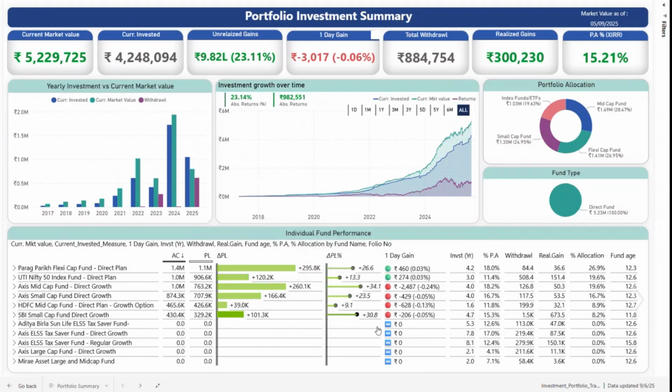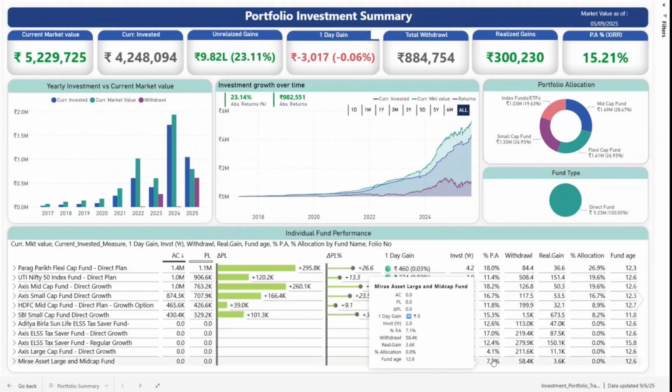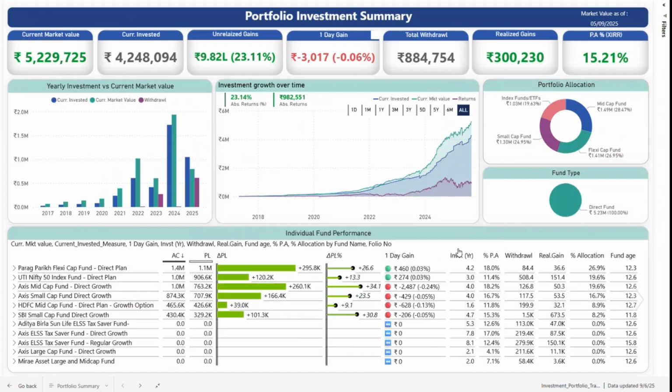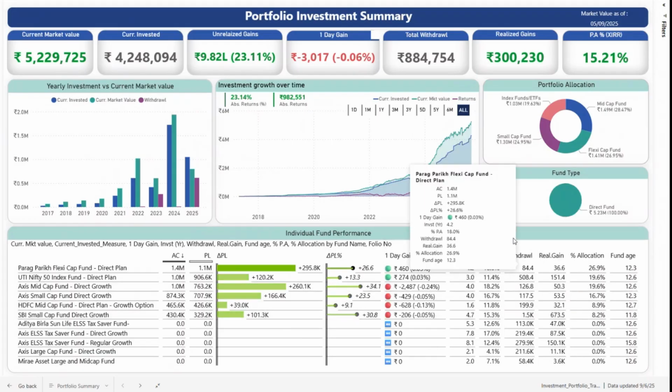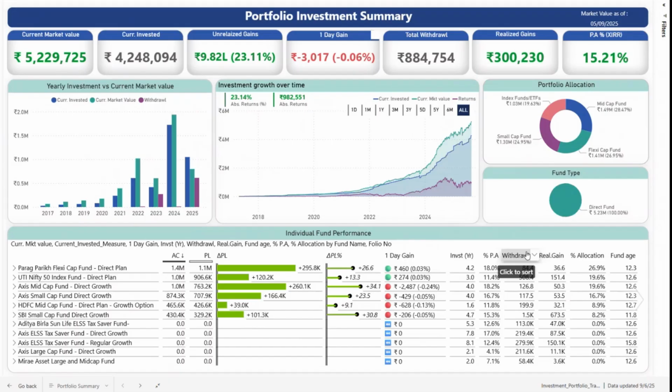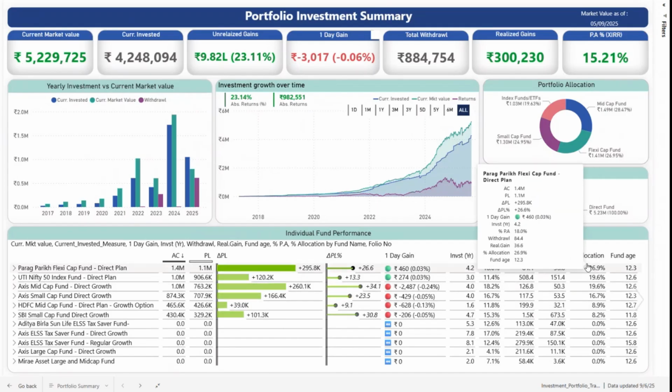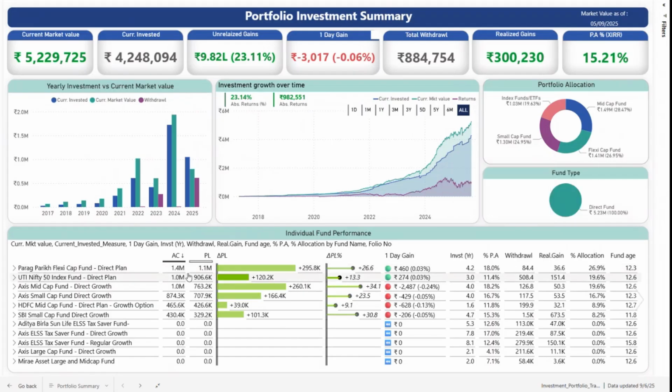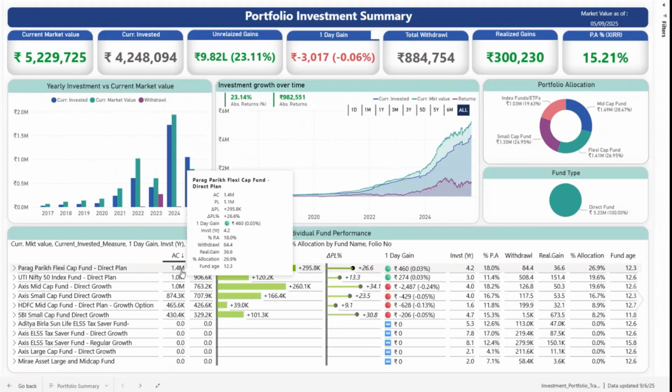Likewise, you will get the daily gain, how long you are investing in each fund, the individual fund XIRR, how much you have withdrawn so far on this fund, the realized gain, and how much allocation this fund has in the entire portfolio. If you look at Parag Parikh Flexi Cap Fund, out of 52 lakhs, 26 percent of my entire portfolio is Parag Parikh Flexi Cap Fund, which is 14 lakhs basically.